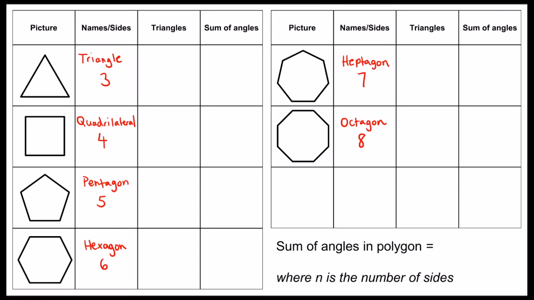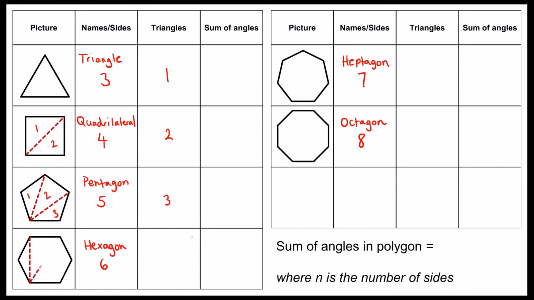The next column asks us how many triangles are in each of these shapes. What that means is if I take any point on my shape and join it to all of the others, how many triangles are formed. Now this might seem obvious, but in a triangle we end up with one triangle. In a quadrilateral I could split it like this and I end up with two triangles in total. For a pentagon, doing the same thing, I get 1, 2, 3 triangles.